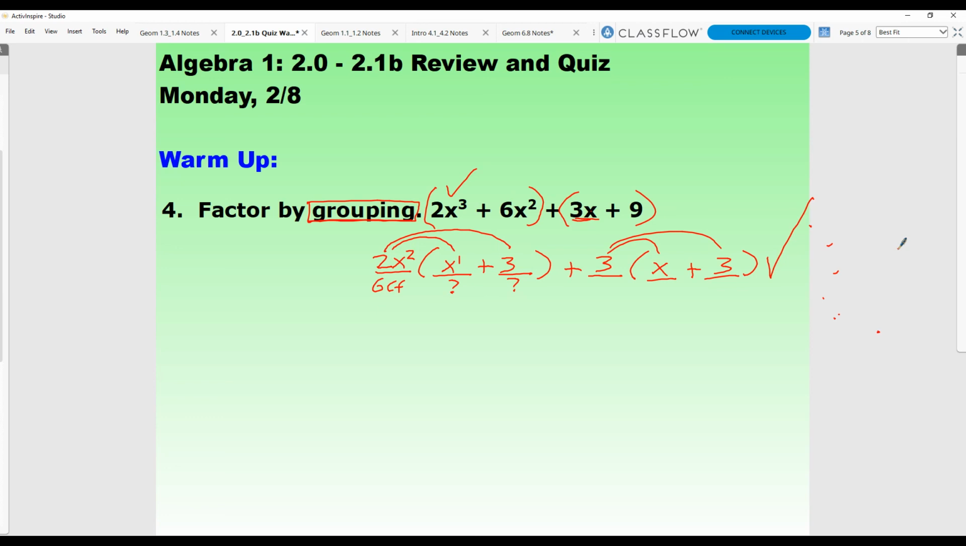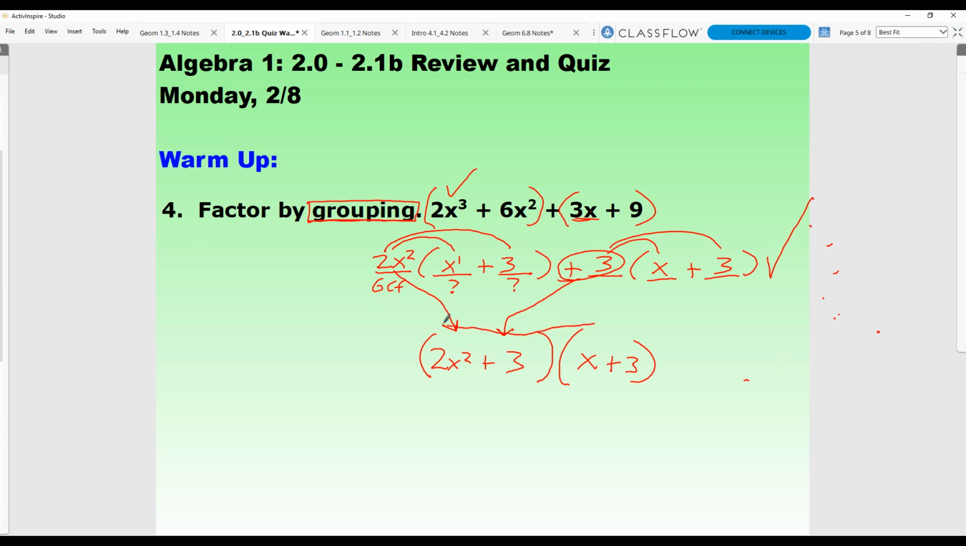All right, now it's time to just group them into 2 binomials. Okay, so your first binomial is going to be this and this in your first set of parentheses, 2x^2 plus 3. Your second set of parentheses is going to be, you just pick one of these to put in there. All right, it doesn't matter, x plus 3. All right, so this would be your answer.